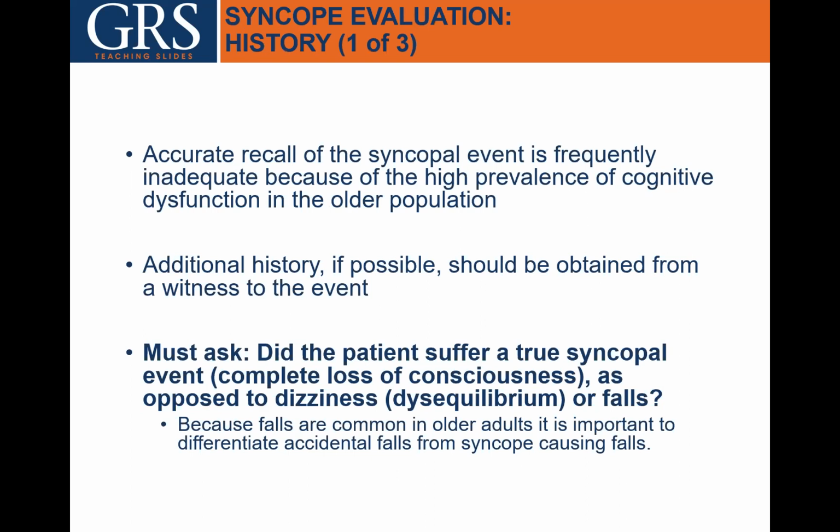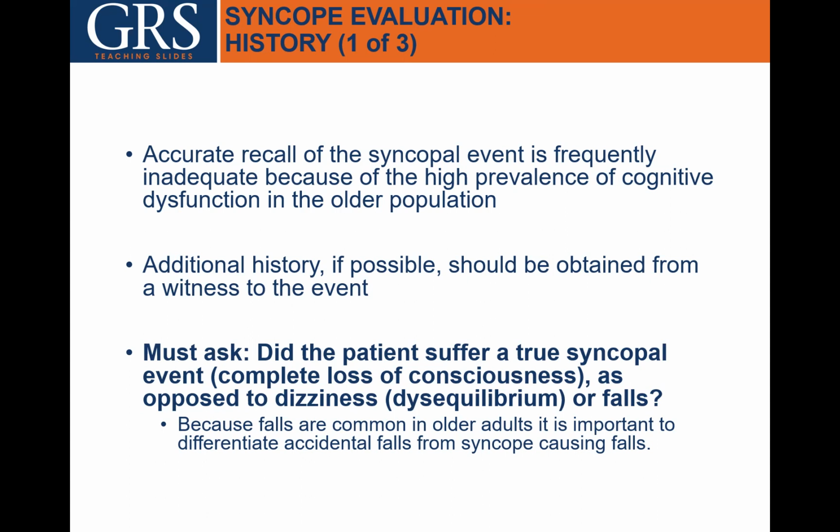And for the syncope evaluation, first we should know the patient history. The accurate recall of the syncope event is frequently inadequate because of the high prevalence of cognitive dysfunction in the older population. Additional history, if possible, should be obtained from a witness to the event.